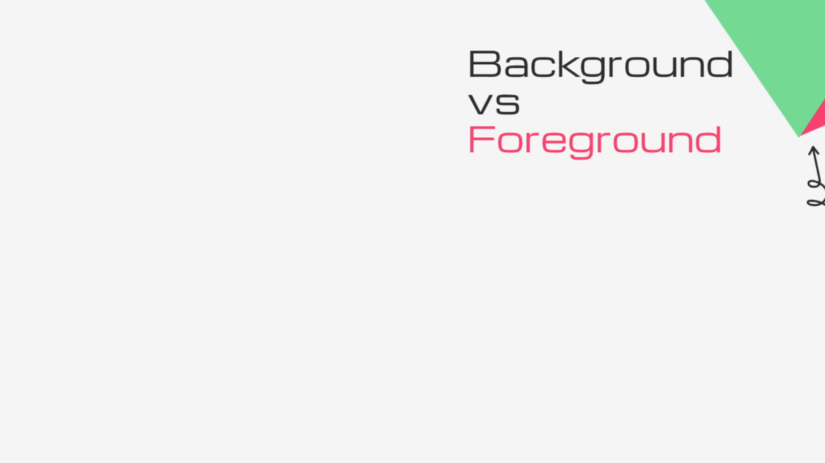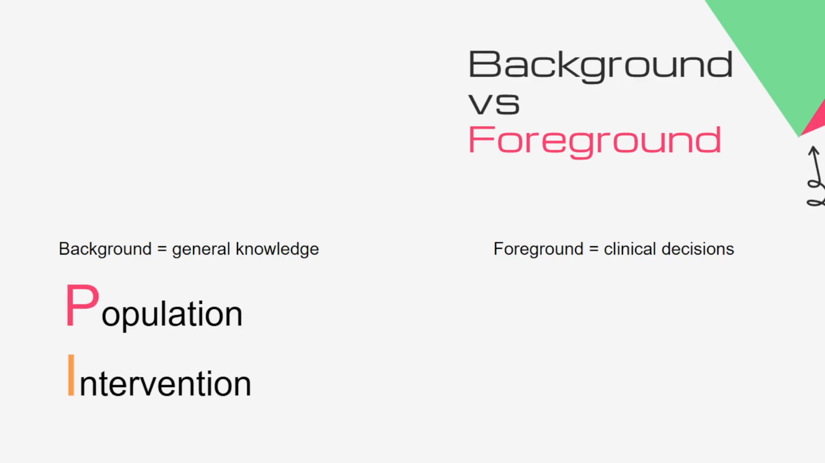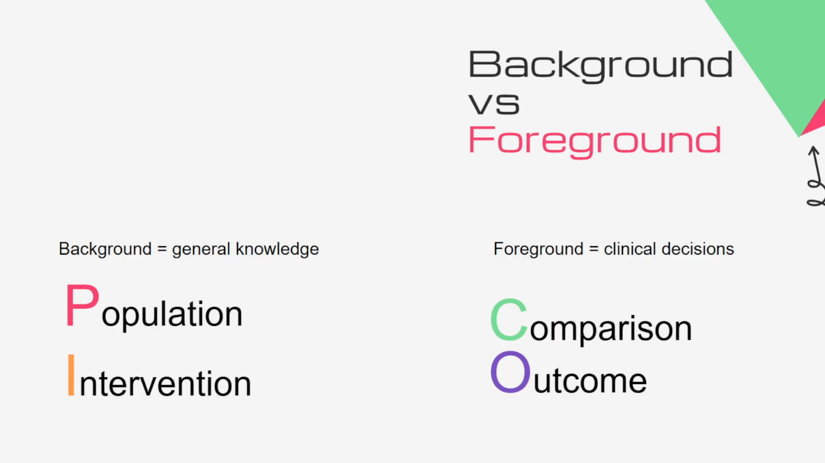Not all questions are the same. Background questions are general, like asking what a condition is. Foreground questions are more complex and involve clinical decision making. PICO is designed specifically for foreground questions because it helps organize key elements of clinical scenarios. The patient and intervention define the main focus of the question, while comparison and outcome help refine what we're trying to evaluate.